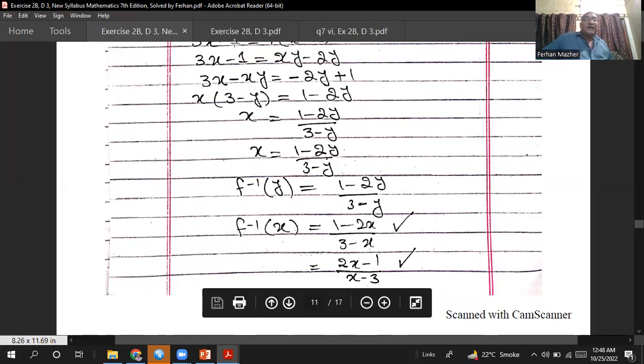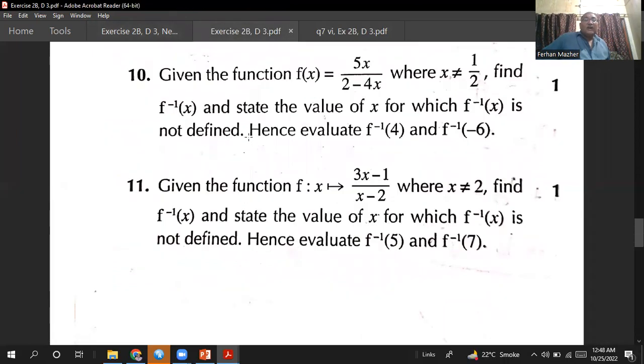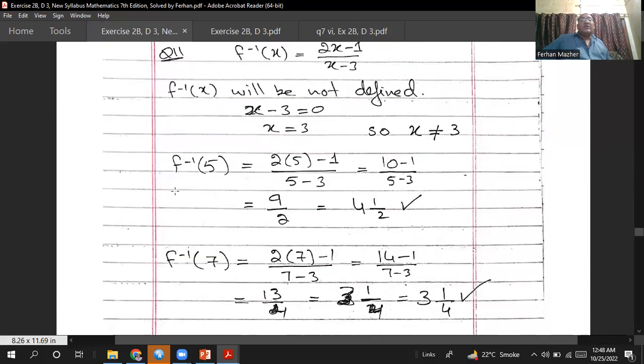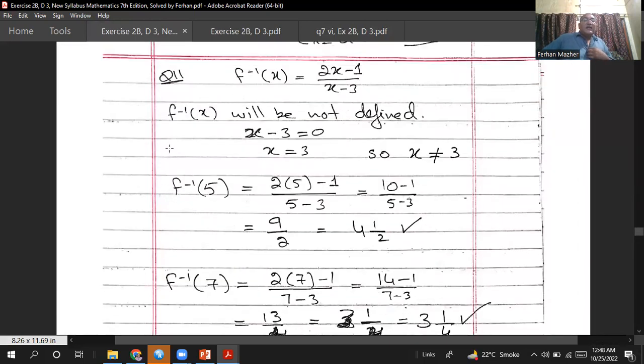So this is how you find the f inverse. After this, you have to state the value of x for which the f inverse is not defined. Now, the f inverse formula will not be defined if the denominator, this is x minus 3, is 0. So x minus 3 equals 0, so x will be equal to 3. So x cannot be equal to 3 in the inverse formula because that makes the value of the f inverse formula infinite.